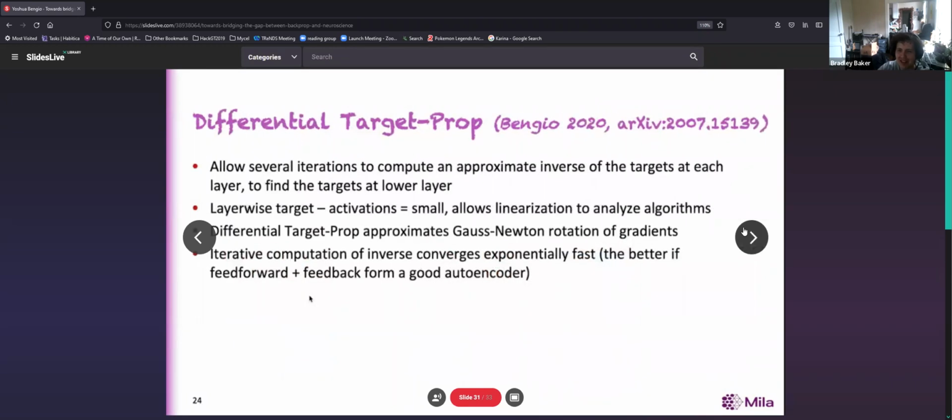And then, right, this is some of the more recent work that Bengio and his lab have been doing on this, differential target propagation. I didn't honestly look at this paper at all, so I'm not going to speak to it, but it's worth looking into.